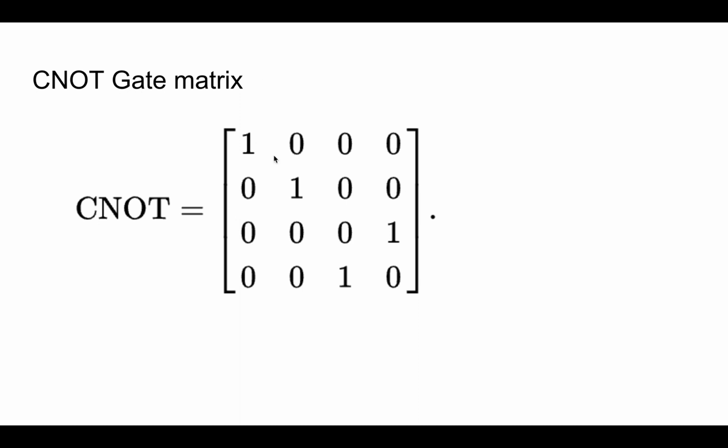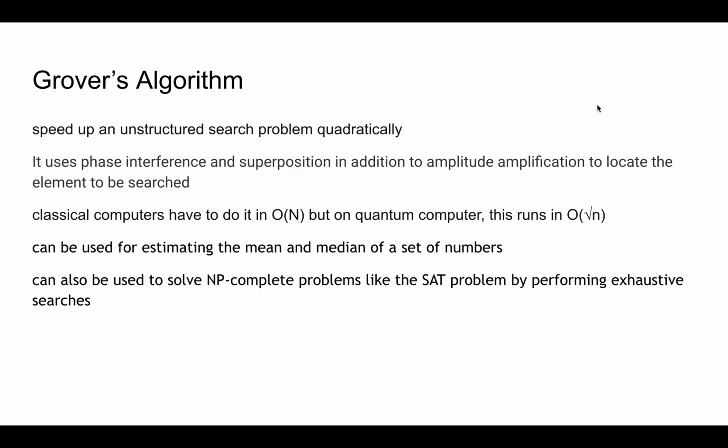Now this is the gate matrix for the C0 gate. Now I'll talk about Grover's algorithm.